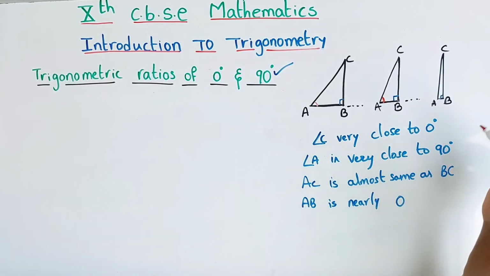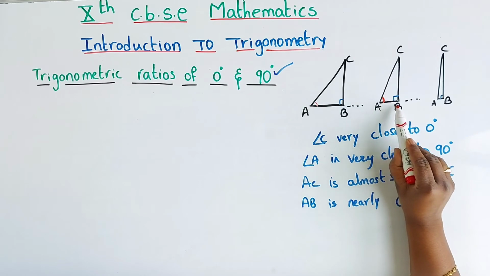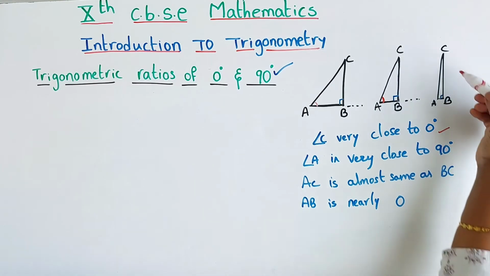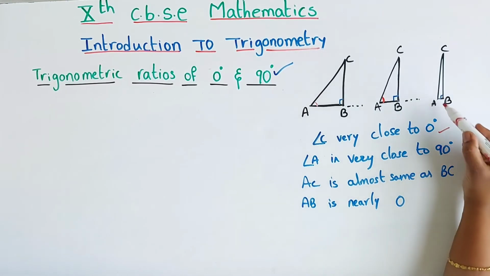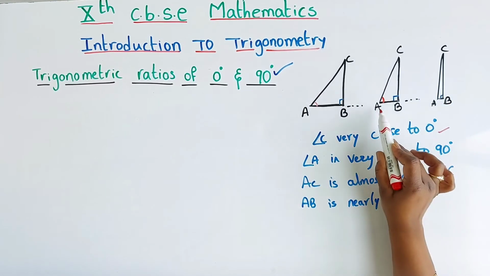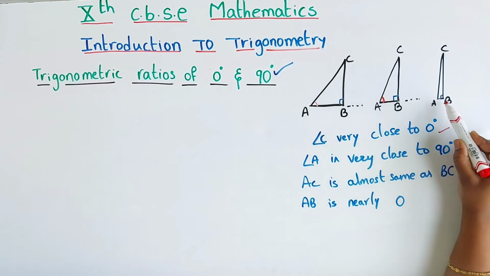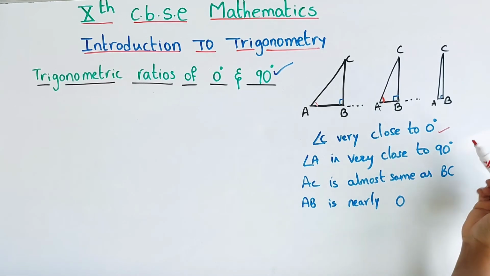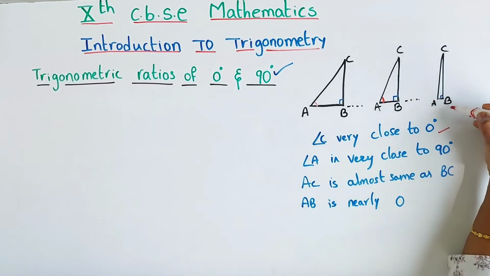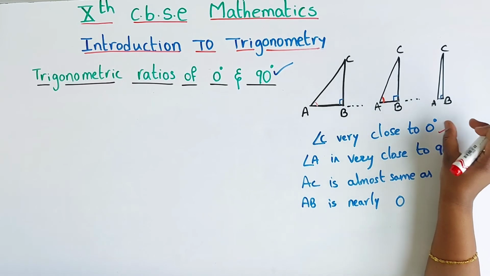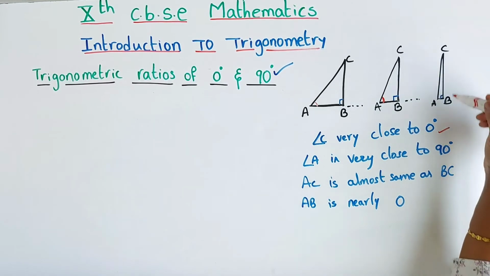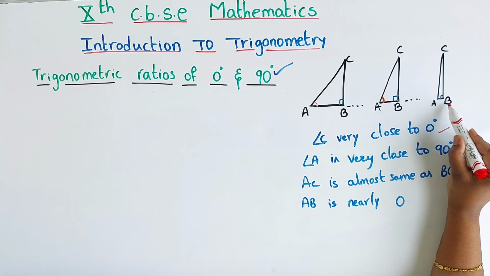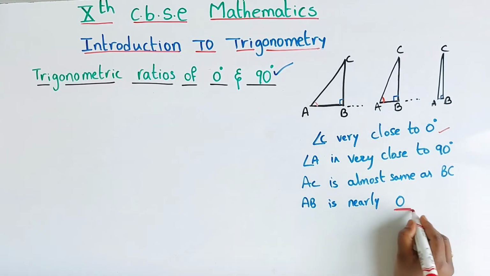Now see the measurements, children. Angle C is very close to 0. See, if this is moving towards B, then this is close to 0. Angle C is very close to 0 degrees. Angle A is very close to 90 degrees. See, this is going towards B, so it is becoming 90 degrees. AC is almost the same as BC. See, the AC measurement and BC measurement are both very close, right? So AC is almost the same as BC. Now what happened to AB? It is moving towards B, that means AB is nearly 0.